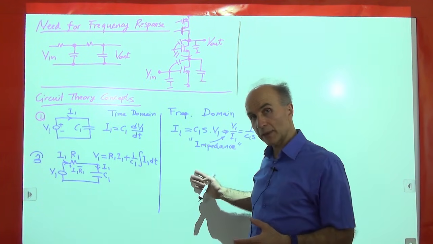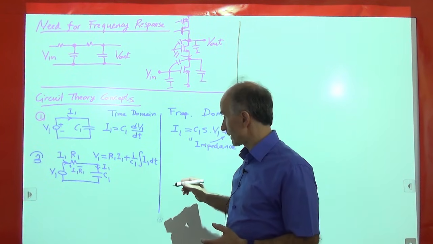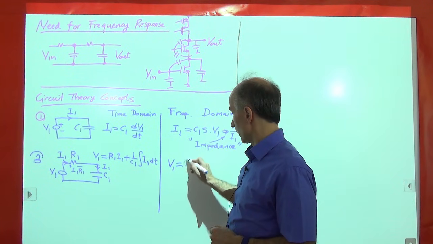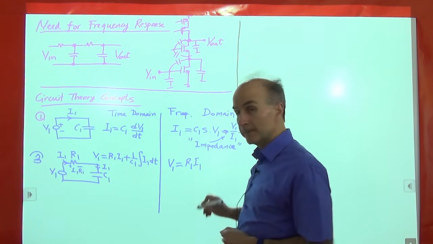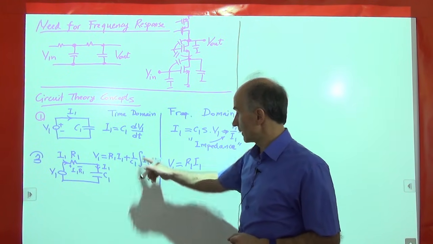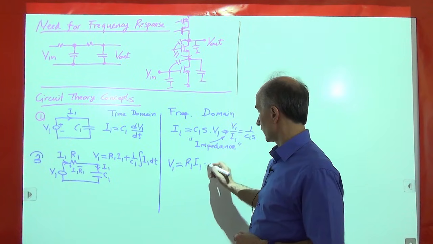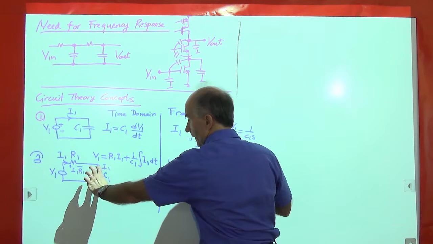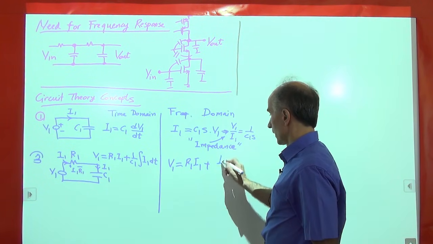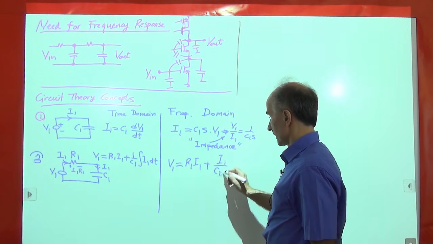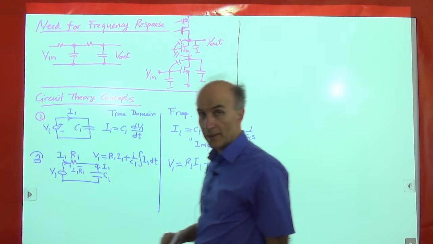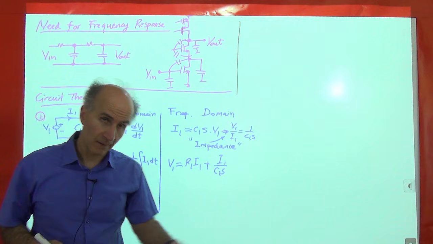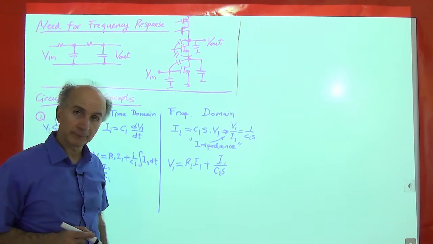In the frequency domain, what can I say? V1 is equal to I1 R1, which doesn't change. That's still Ohm's law. But then for the capacitor, the voltage across the capacitor is given by the current times the impedance, so I1 divided by C1S. For the resistor, it's the current times the resistance. For the capacitor, it's the current times the impedance. So that's what we have.